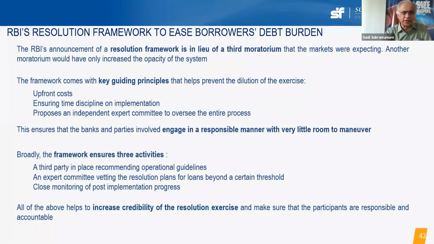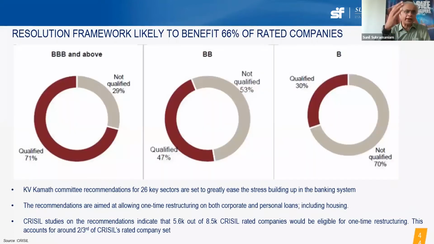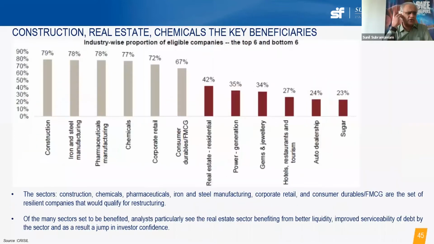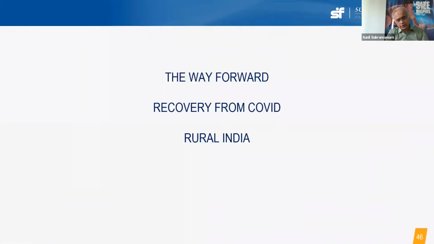So they set up a Kamath committee which came up with a report, and as per that report, 66% of all the rated companies in India are going to benefit from this resolution framework, especially those which are already at triple B and above, 71% of them will benefit. Naturally, at the lower end, those who are already NPA will not be able to benefit. Which industries are likely to benefit? Construction, real estate, and chemicals are likely to be the key beneficiaries. So going forward, one is the resolution framework, which is positive.